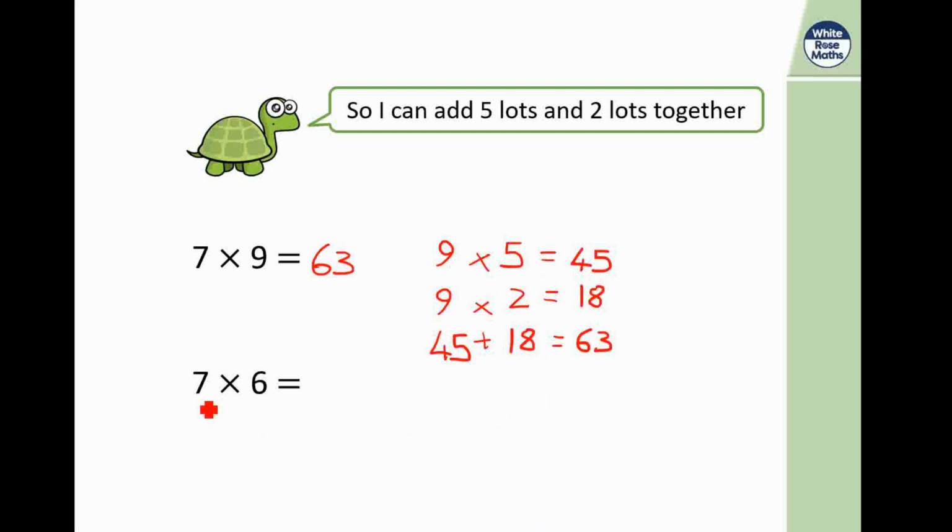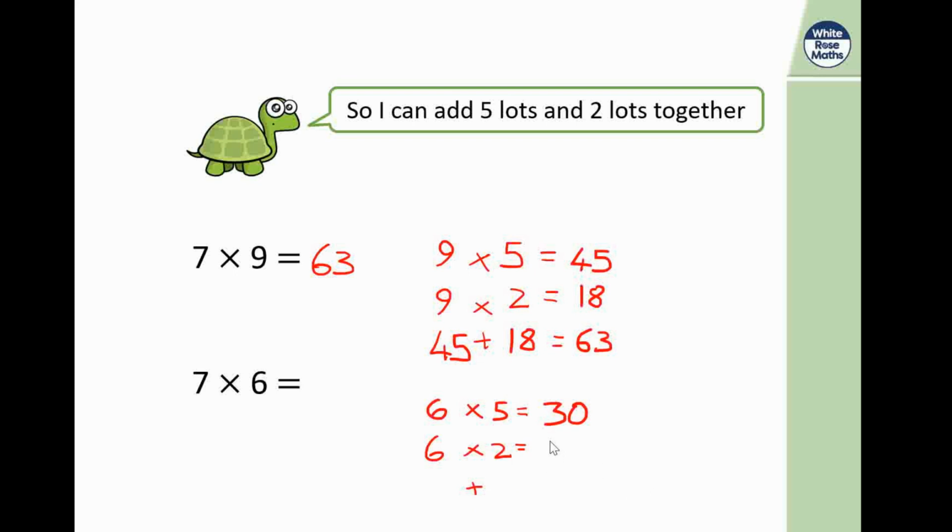Right, so here we have 7 times 6. So in other words, we're doing times 6 this time. So we need to do 6 times 5 plus 6 times 2. And then we need to add the two numbers that we get here. What's 6 times 5? 30. So what's 6 times 2?